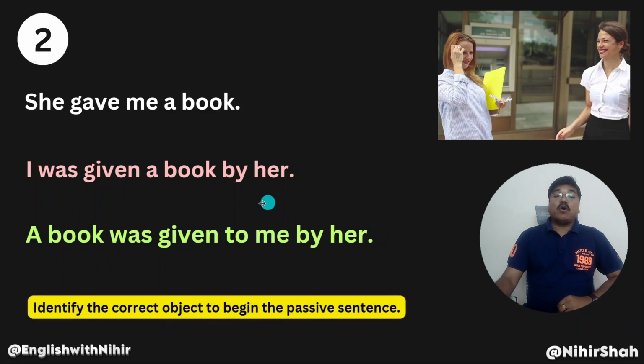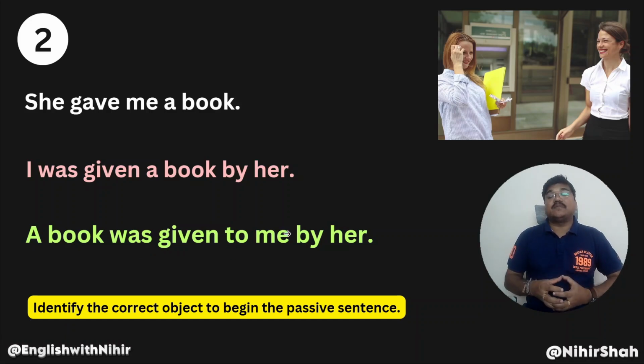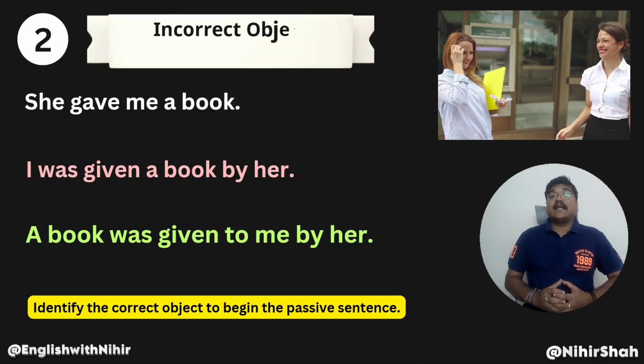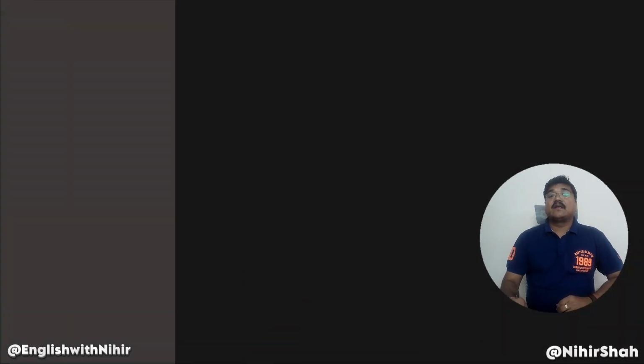Why? Because here, what is the object? The object is not her. The object is book. And once we identify the correct object, then we have to use that object for passive construction. So this is mistake number 2: incorrect object selection. Remember this.